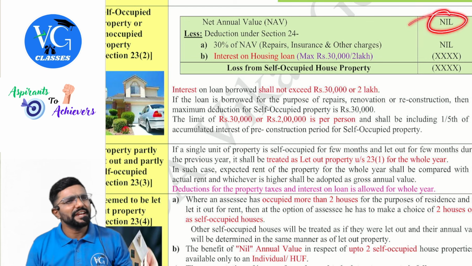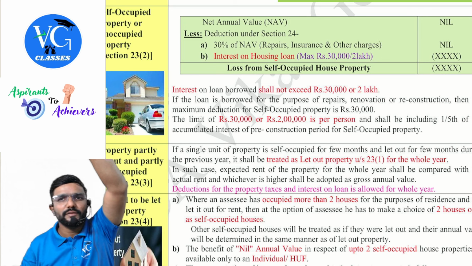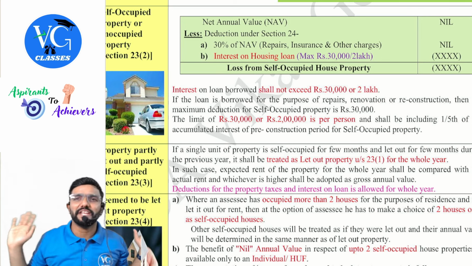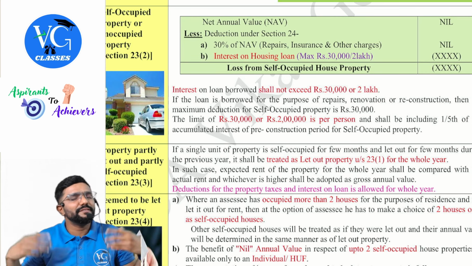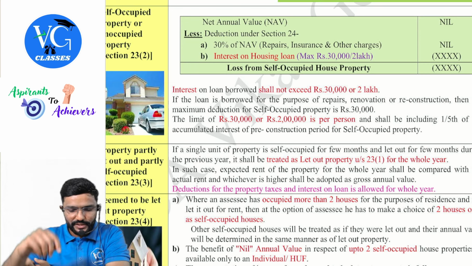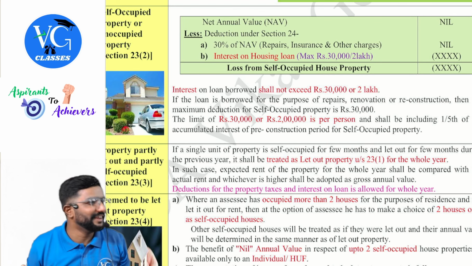Straight away take NAV. Sir, can I start with GAV? Yes, you can start. If you start with GAV, it will be nil. No deduction for municipal tax paid. So NAV will be nil. Straight away start with NAV. Or you can just give a note telling GAV for a self-occupied property will be nil. Okay, sir. 30% when NAV itself is nil, 30% of nil is nil.